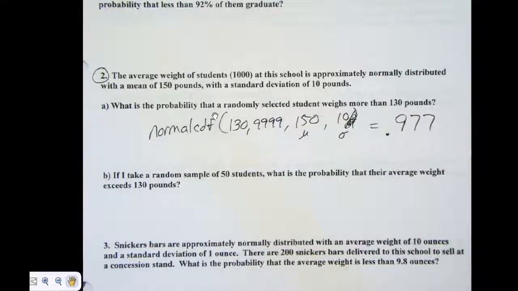Okay, so now I want to draw this out for you a little bit. So we've got an average of 150. Over here is 130. I'm looking for the percent of people that are above that. Well, then I took a sample. So what happens to that normal distribution curve when I take a sample? It condenses, right? So that normal curve is going to be less spread out. So it's going to go more like this.